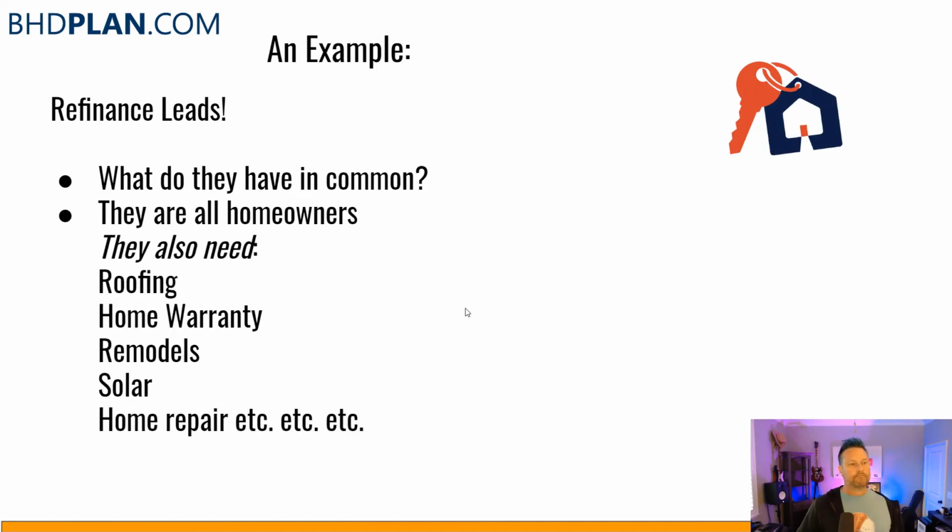Okay. So, the other thing is that homeowners might need roofing. They might need a home warranty. They might need to do remodeling in their house, through HomeAdvisor or whatever. They might need solar on their house or want solar. They might need home repairs. There's a ton of offers, the leaf gutter thing. There's a ton of offers that homeowners need.